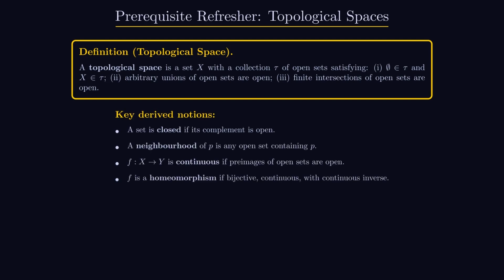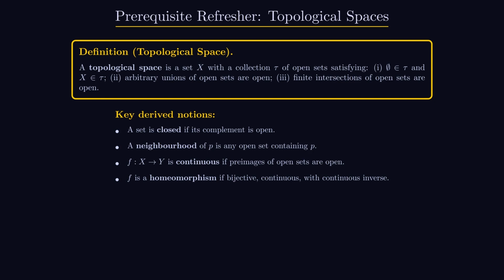A set is closed if its complement is open. A neighborhood of a point P is any open set containing P. A function is continuous if preimages of open sets are open. And a homeomorphism is a bijective, bicontinuous map, a topological isomorphism.